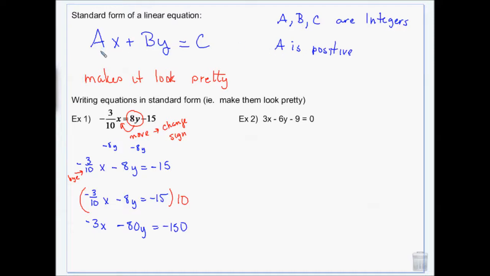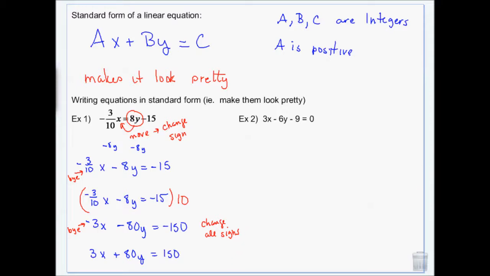But this first number has to be positive, so I have to get rid of this. To do that, I change all signs. So it becomes 3x plus 80y equals 150. Now they were all negative, so they all became positive. If some of them had been positive, I would have made them negative.